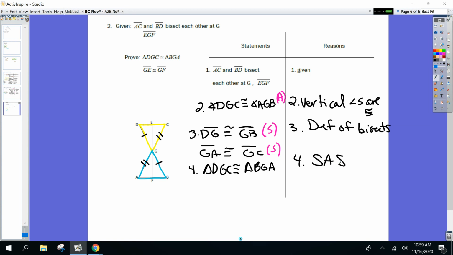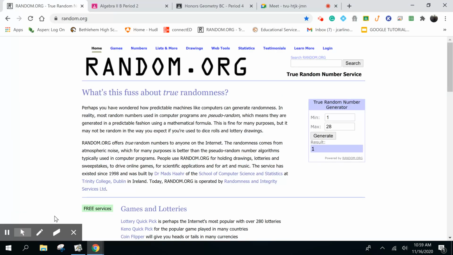I'm going to ask somebody. We're going to do the same way as the class. Can somebody name 2 triangles that contain GE and GF that you think you can prove congruent? There's a bunch here. There's a bunch. Quincy?